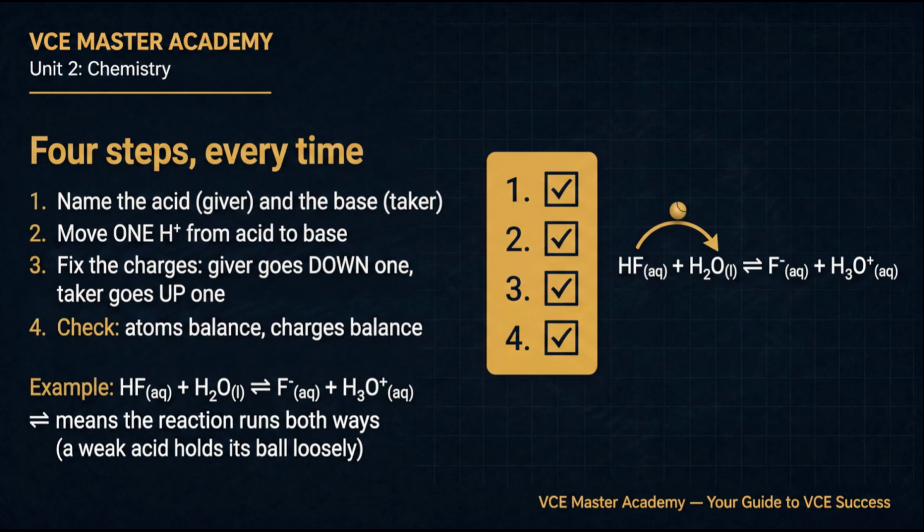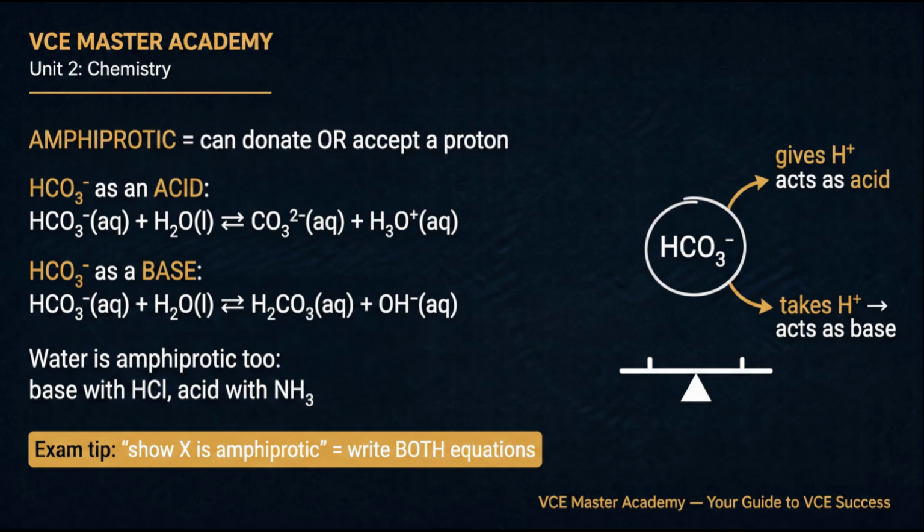One new symbol. That double arrow means the reaction runs in both directions at once. HF is what we call a weak acid. It holds its ball loosely, but sometimes takes it back. Strong acids like HCl throw the ball and never take it back, so they get the single arrow. Weak acid, double arrow. Strong acid, single arrow. Keep that rule close.